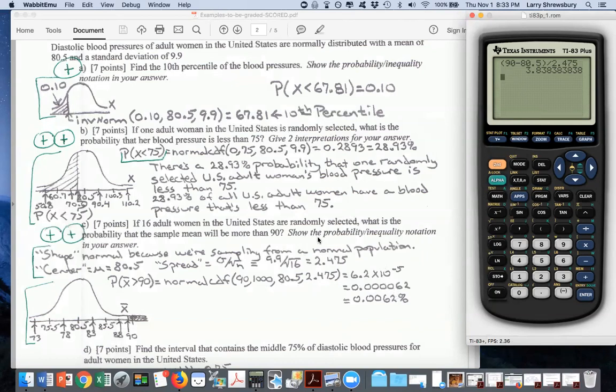Oh, and it said show the probability inequality notation. So let's say that we're going to use our sketch to help us with that again, like we did with the other one. So you can see that there's the 90. In fact, I'll put it down below here. And all the sample means are off to the right. So we'll put the X bar over here to the right.